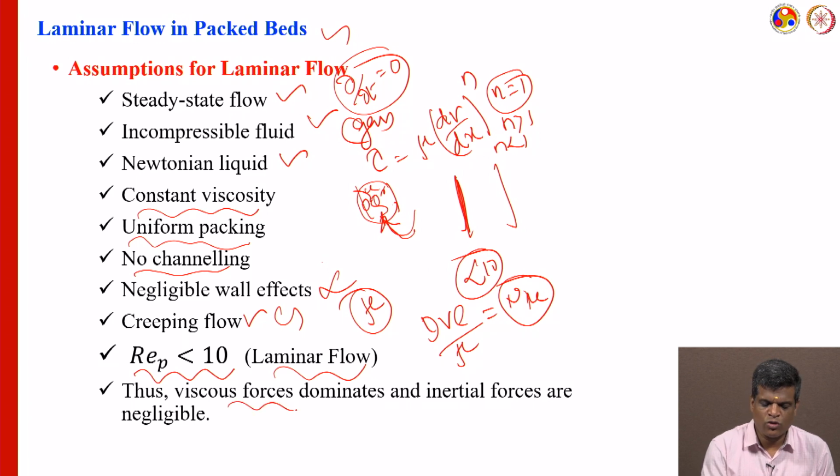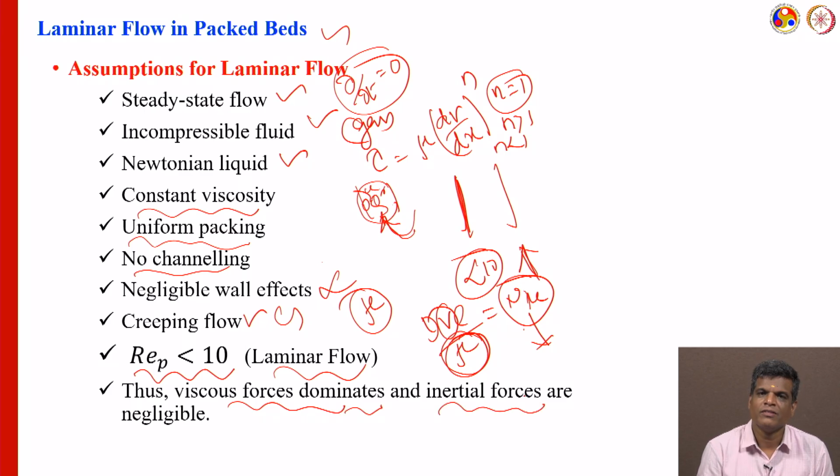Then the viscous force dominates, that is correct. If the viscous force dominates, the Reynolds number automatically decreases. If the inertial force dominates, the Reynolds number increases. That is why they mention that the viscous force dominates and the inertial forces are very negligible here. So, these are the assumptions for laminar flow in the packed bed.